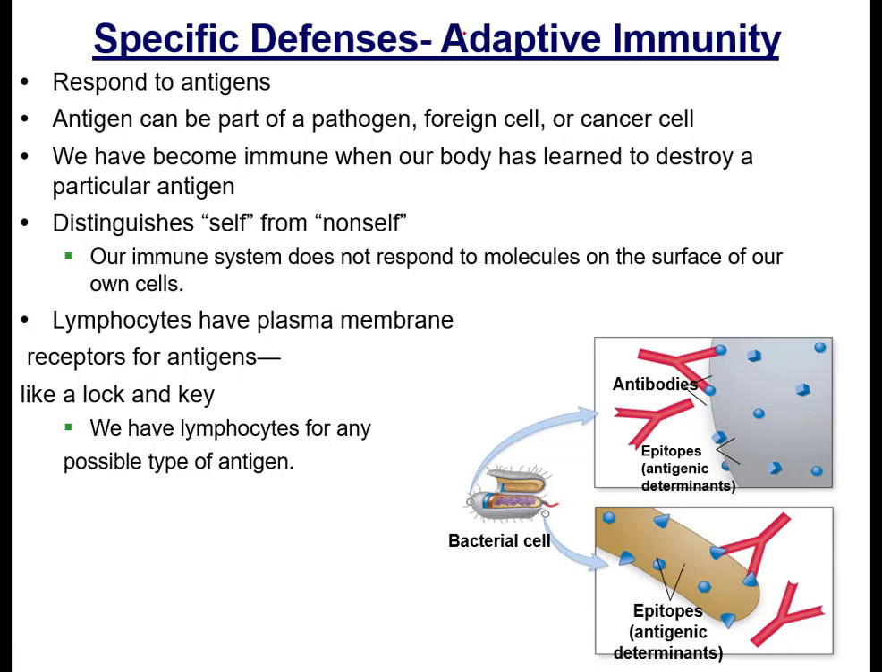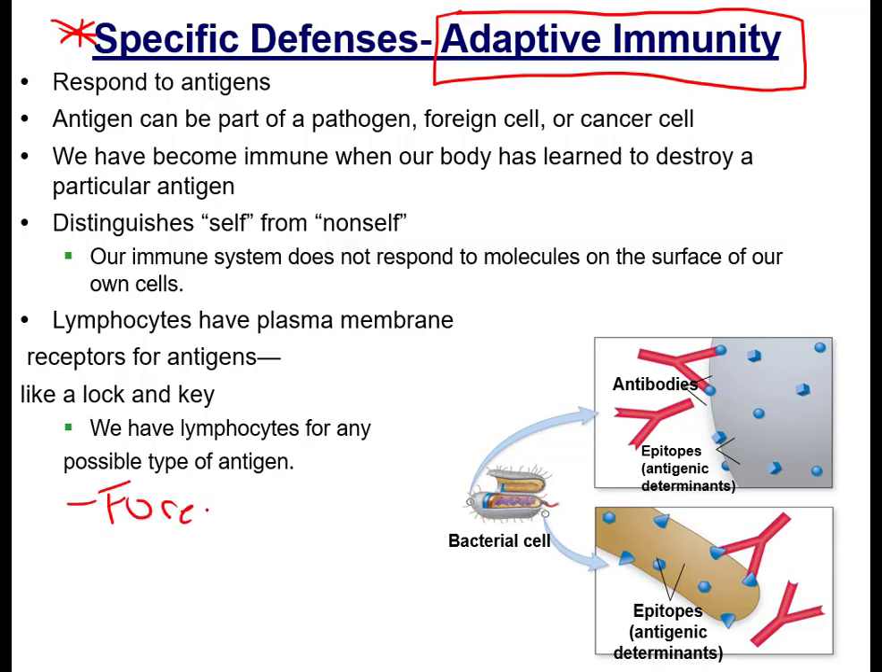Now we're going to talk about that second branch of the immune system, which is your adaptive immunity, the branch of the immune system that's very specific. It's looking for very specific pathogens. Now, the most important thing about the adaptive immune system is you need your immune system to respond to foreign antigens, things that are bad for the body, like pathogens.